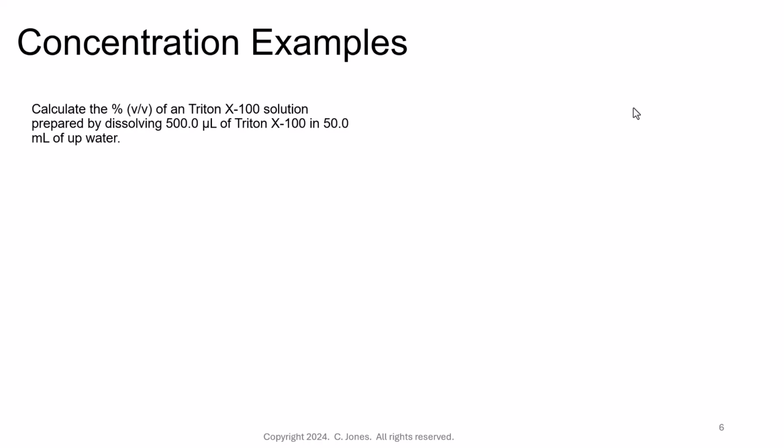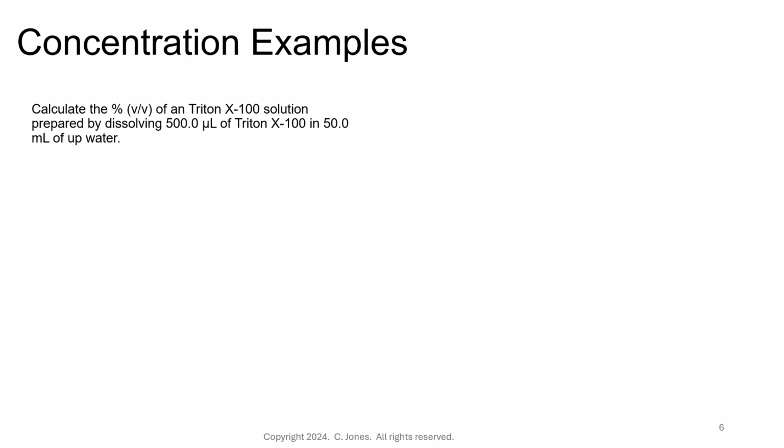Triton X100 is a detergent. It's a water-soluble detergent, and it helps dissolve molecules that may not want to dissolve in an aqueous solution. So Triton X100 is a non-ionic detergent. SDS was an ionic detergent, but Triton X100 is a non-ionic detergent that helps us dissolve molecules that have some hydrophobic, that is, some water-fearing properties.